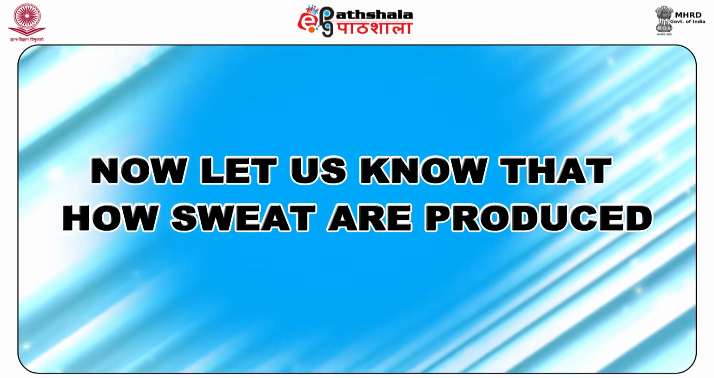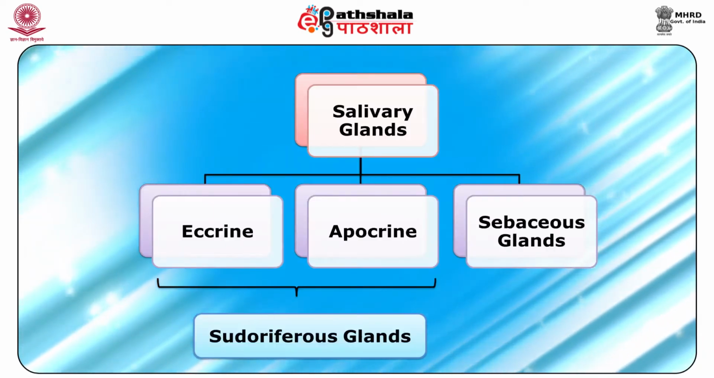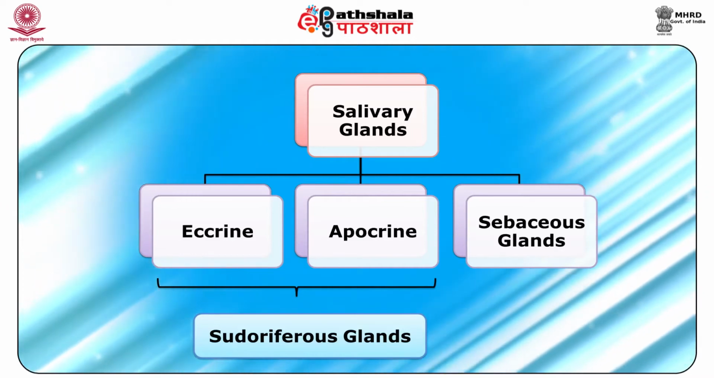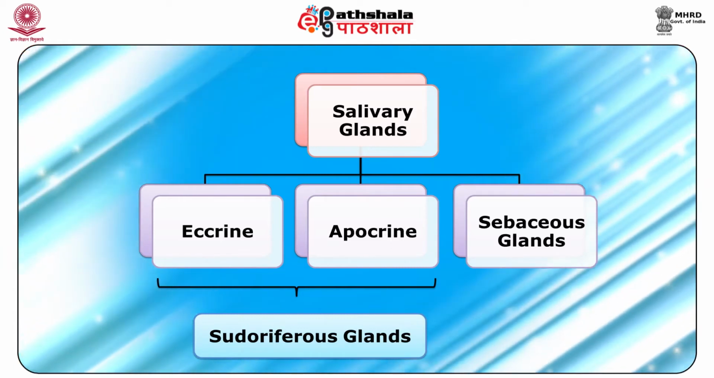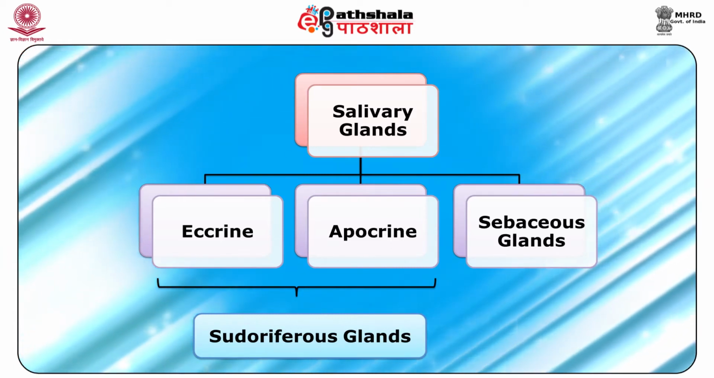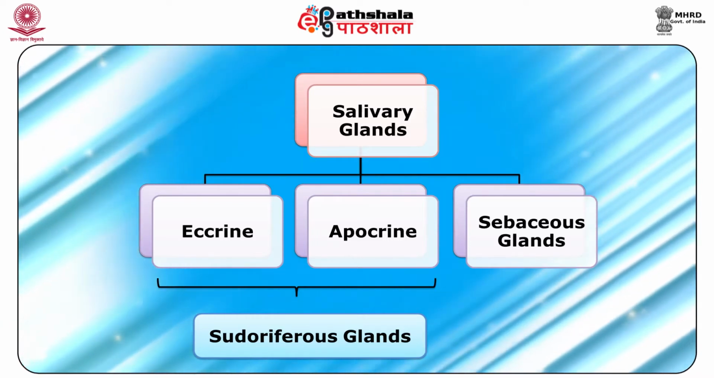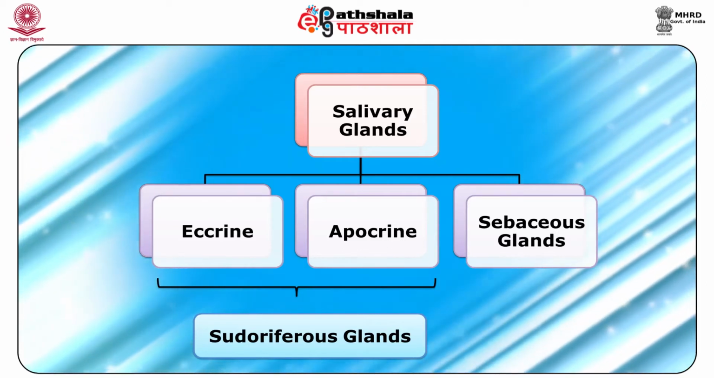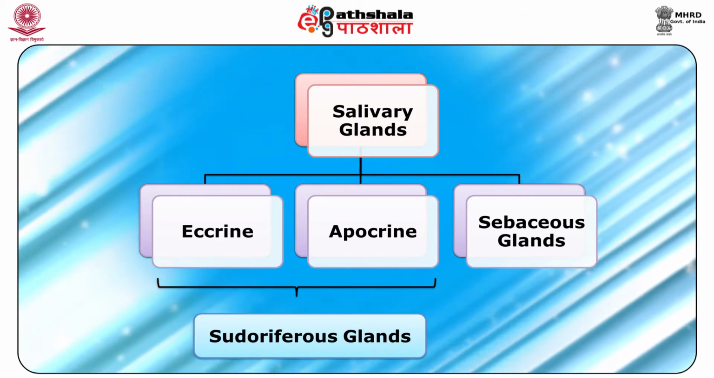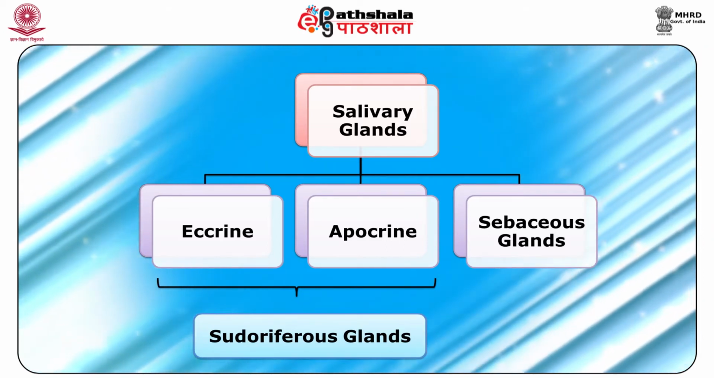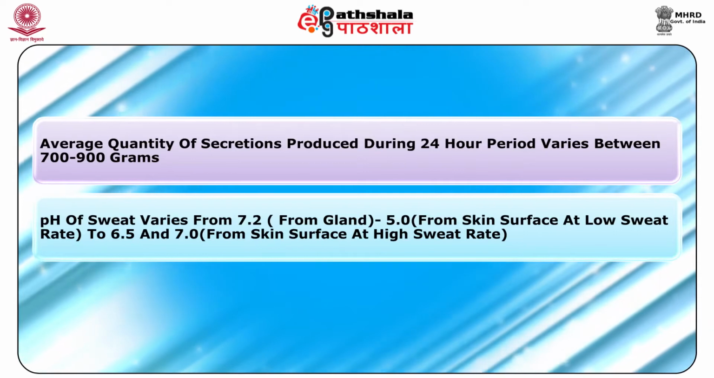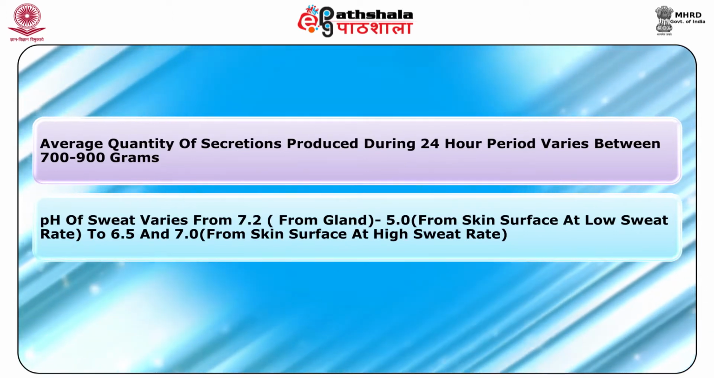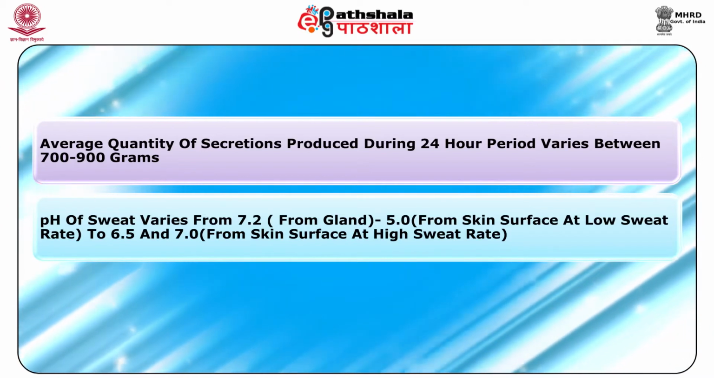Now let us know how sweat is produced. Three primary glands contribute to the production of sweat. These are the sudoriferous glands, that is, eccrine and apocrine, and the sebaceous glands. The eccrine gland is one of two types of sudoriferous gland in the body. These glands produce a secretion that is mostly water but contains many compounds in trace quantities. The average quantity of secretions produced during a typical 24-hour period varies between 700 and 900 grams.